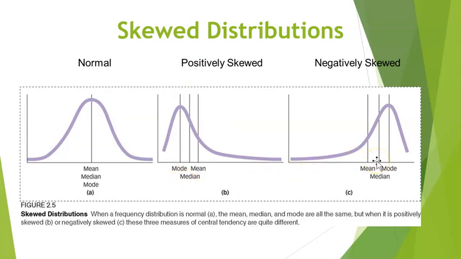Now the opposite of that would be negatively skewed. And so with this one, you have a long tail on that negative end or on the lower end of your scale. So again, the mean and median are pulled more negative than the mode.